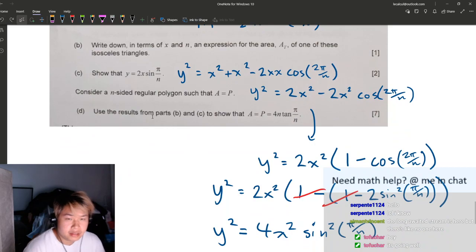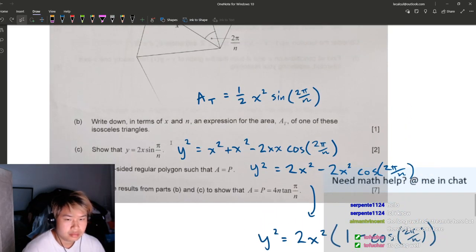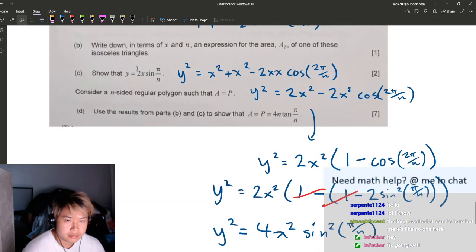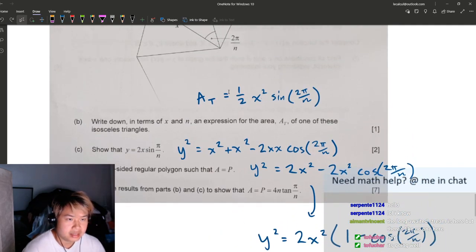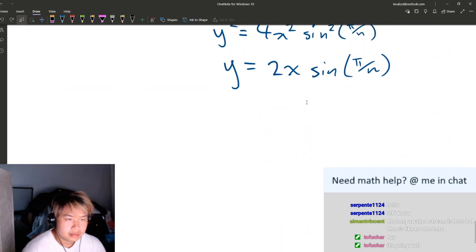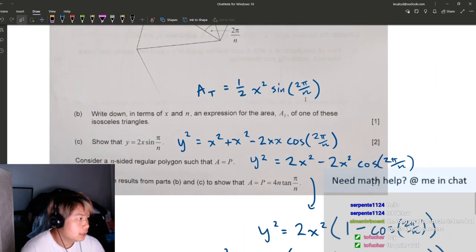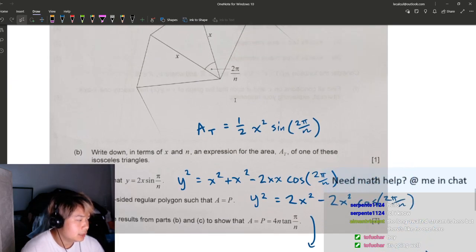Now, consider an n-sided regular polygon such that A equals P. Use the parts B and C to show that A equals P equals 4n tan pi over n. So I'm using this thing and this thing. Okay, so A is the area of the entire polygon. The area of one of the isosceles triangles is this thingy, and then we multiply that by all of them, so times this by n.